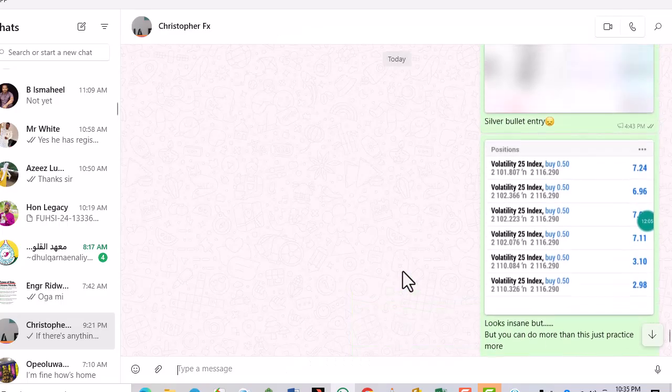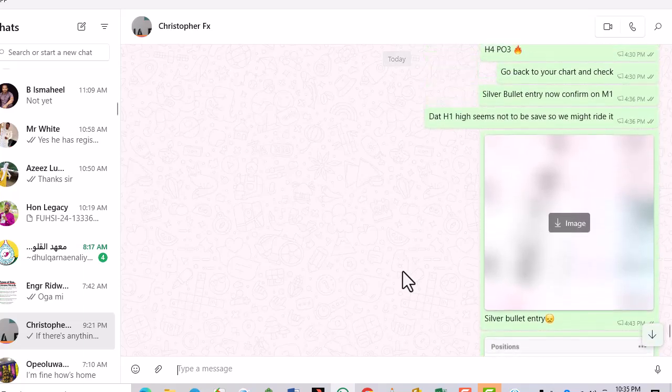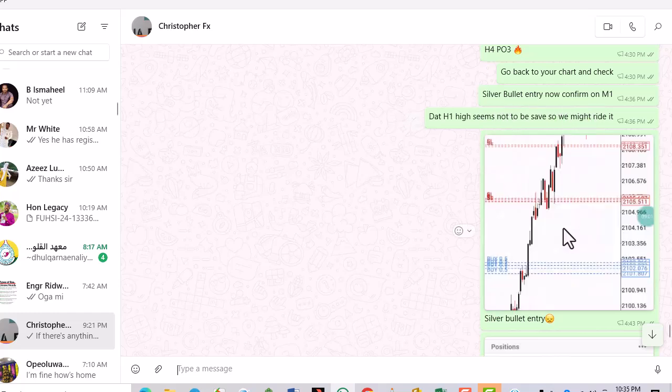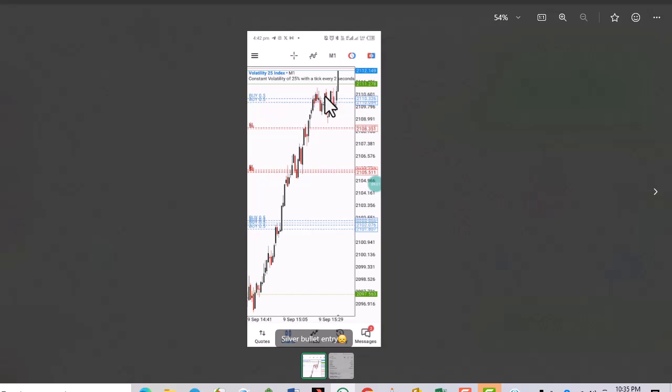Power of three. Right. So when we have the silver bullet, I still gave them the entry for silver bullet. Look at what I told them. I said silver bullet entry confirmed now on M1. That H1 high seems not to be safe, so we might trade above it. And I did add more. This was my silver bullet entry. I added another position to it, two more positions to it.